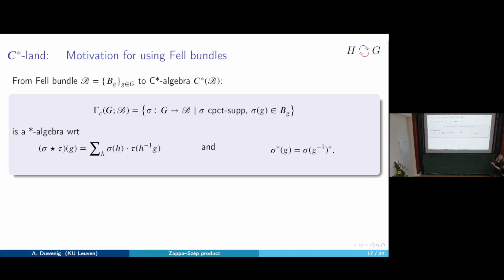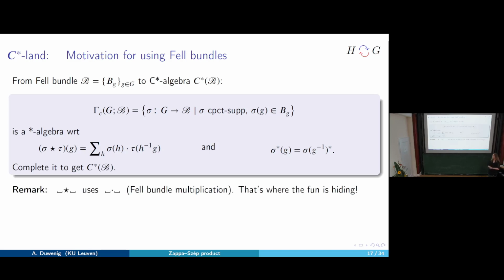And the formula is exactly like the one that you know from a group C-star algebra. You go through all elements h in your group, and then you evaluate your sigma at that element, your tau at the element h inverse times the thing you started with, and then you multiply them. The involution is likewise defined. Important here: this is the multiplication of my Fell bundle, and this is the involution of my Fell bundle. It's not just easy to do something complicated. And then you complete that thing to get a C-star algebra. Again, one more time, this here is the Fell bundle multiplication. This is where the interesting stuff happens.